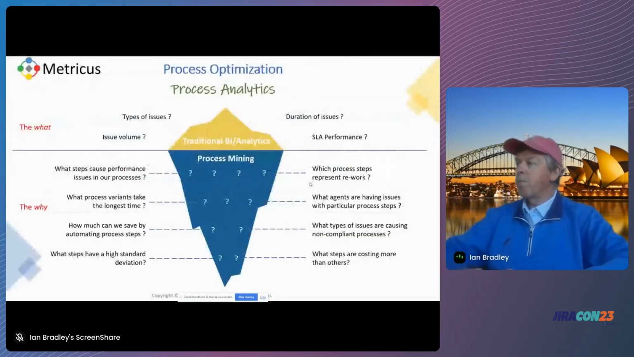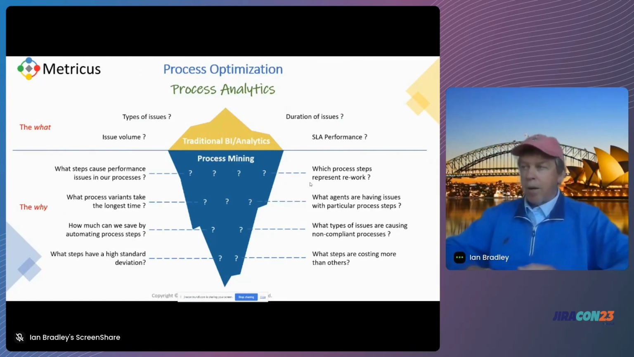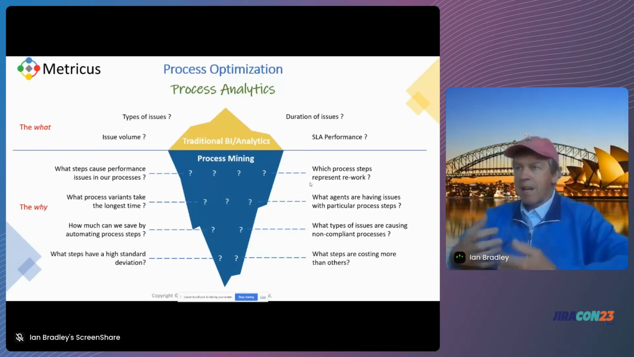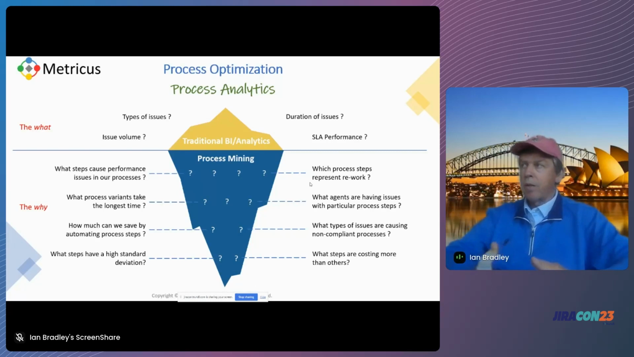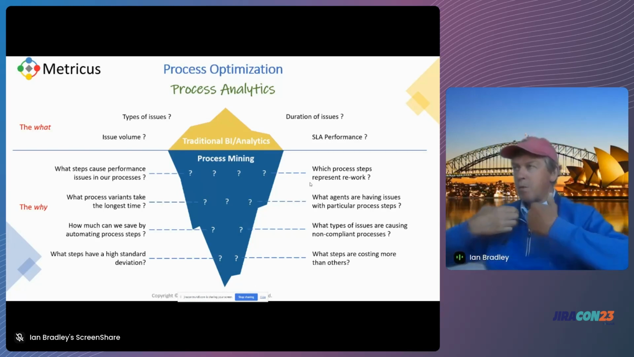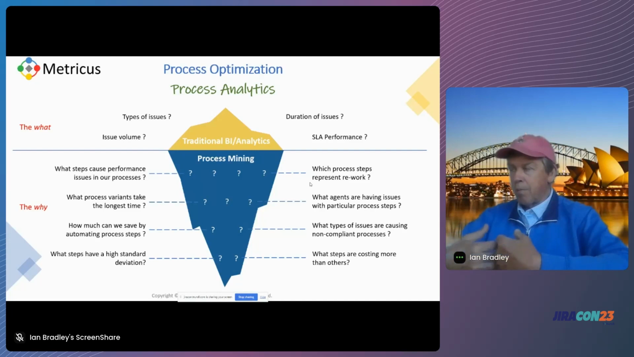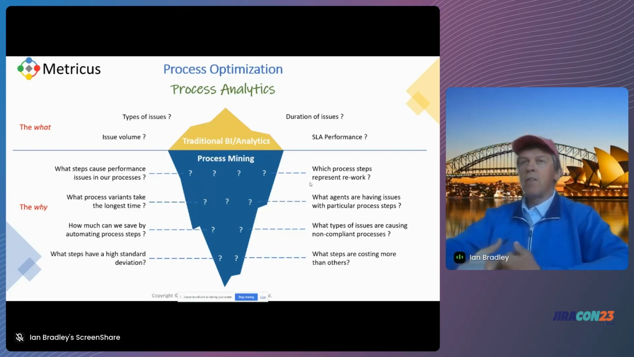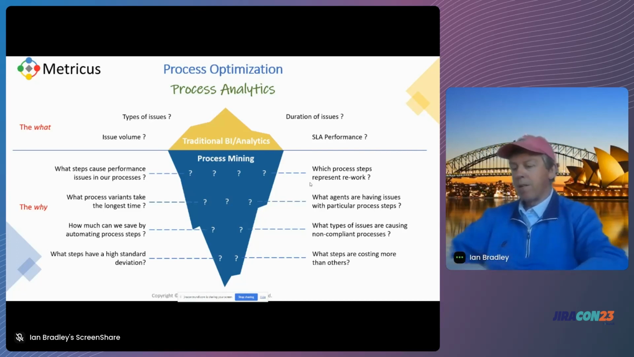That's where we get into process mining. That's what it's all about. It's not necessarily the what, it's the why. Like what steps are actually causing performance issues, which variants are taking the longest time. How much can we save by automating steps? What steps have a high standard deviation? You know, they're unstable. Where is the rework? So to execute process optimization to improve our processes, we're going to drive it by process mining.